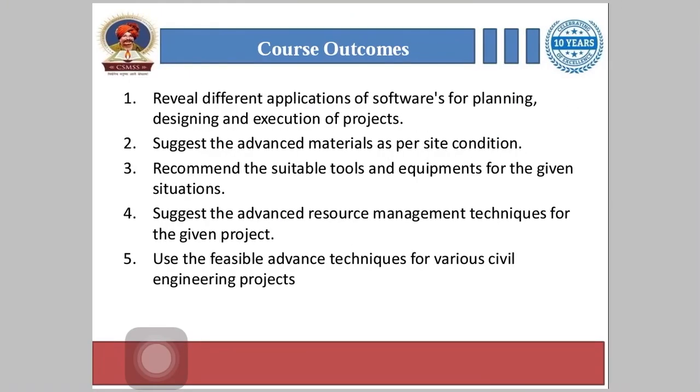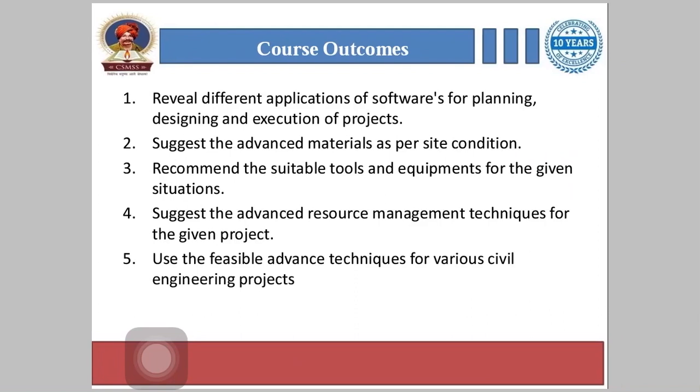Now let us see the course outcomes. First, reveal different applications of softwares for planning, designing and execution of projects. Suggest the advanced materials as per site conditions. Recommend the suitable tools and equipments for the given situations. Suggest the advanced resource management technique for the given project, and the last one, to use the feasible advanced techniques for various civil engineering projects.